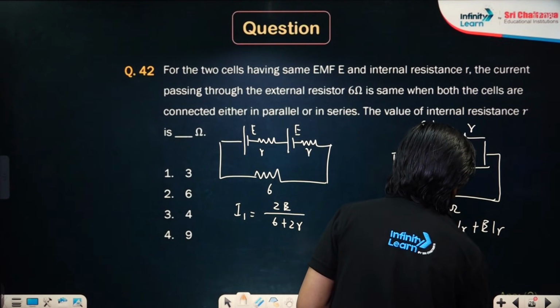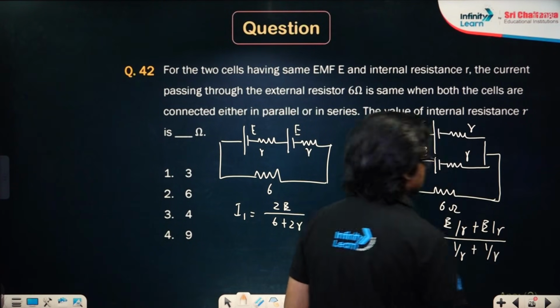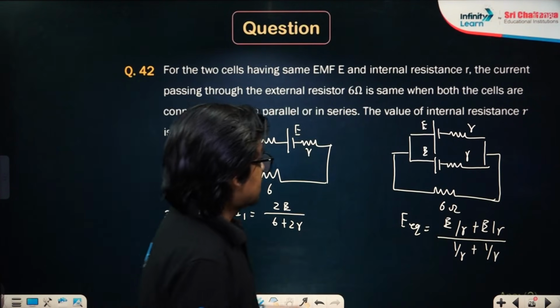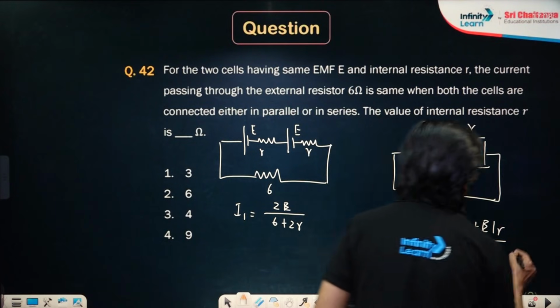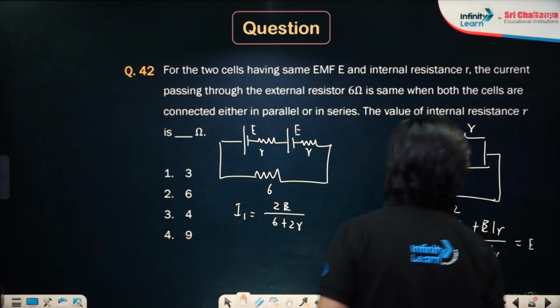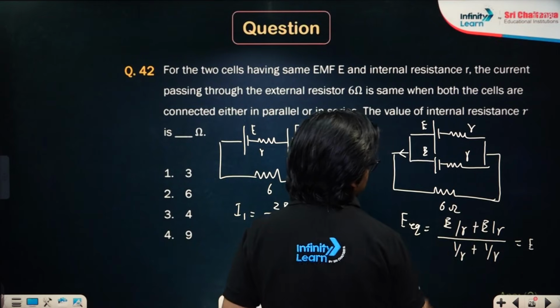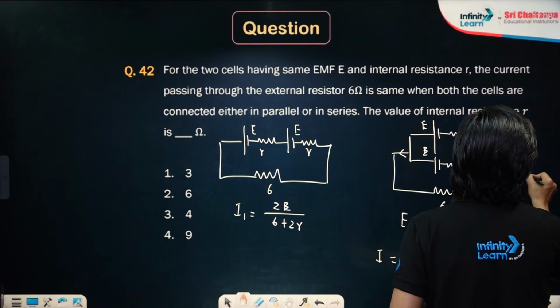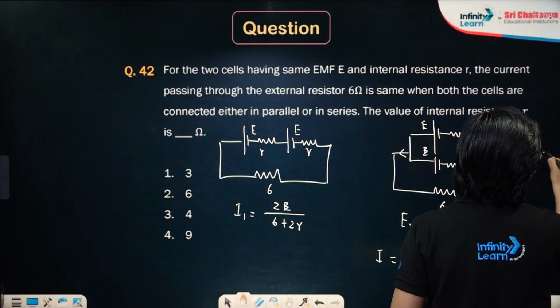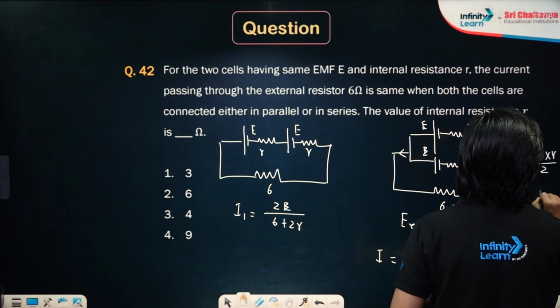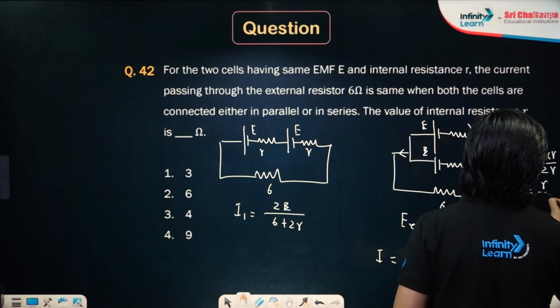You remember that formula, (E1/R1 + E2/R2) divided by (1/R1 + 1/R2). So twice of E by R divided by twice of 1 by R is just going to give me E. Current here now, I. What about equivalent internal resistance? They both are in parallel. R into R divided by 2R, which is R by 2.